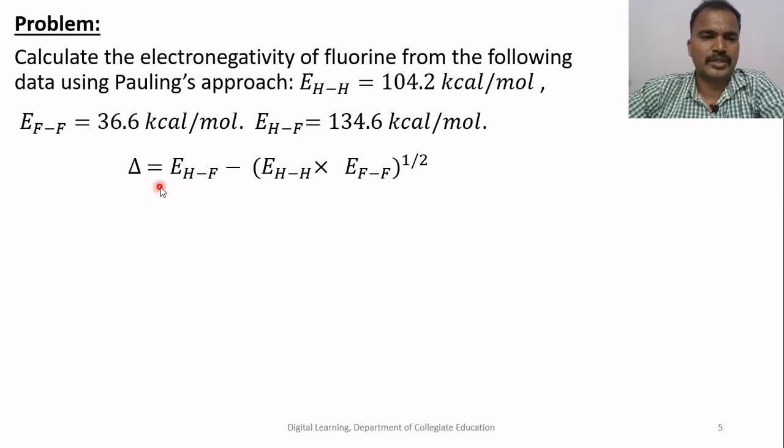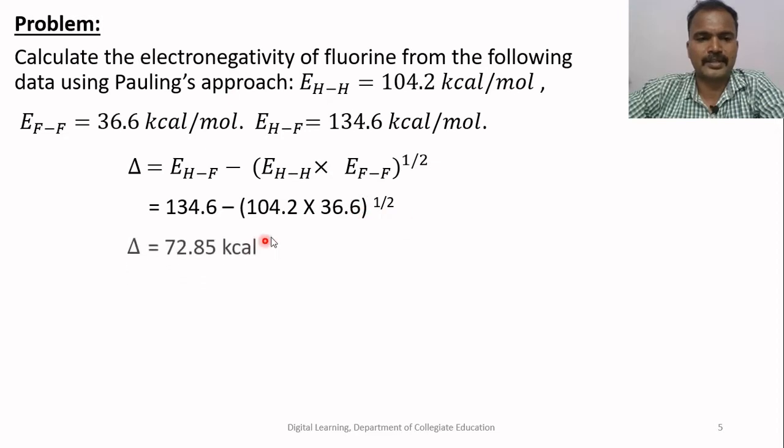Now you take this equation: delta is equal to the bond dissociation energy of HF minus the geometrical mean of the bond dissociation energies of HH and FF. Then you substitute the values. It is 134.6, then 104.2, and 36.6. Then you simplify this and you will get the value of delta as 72.85 kilocalories.